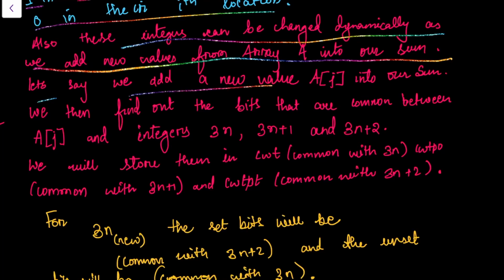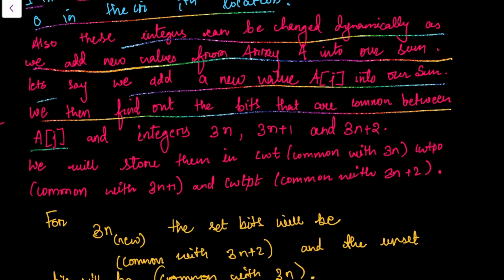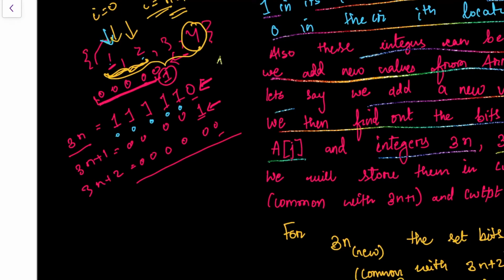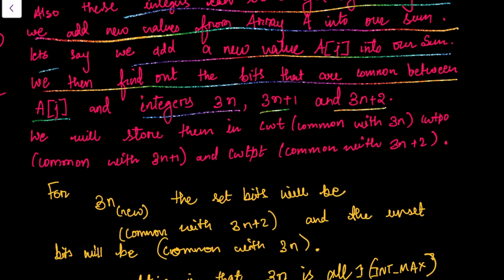Let's say we add a new value aj into our sum. We then find out the bits that are common between aj and the integers 3n, 3n plus 1 and 3n plus 2. Common bits means that there should be a 1 in aj, and there should also be a 1 in one of these integers. So here we found that the last bit in one had 1, and the last bit in 3n also had 1. So we find the common elements, that is, a 1 present in both locations, right? That is what I mean by common element.